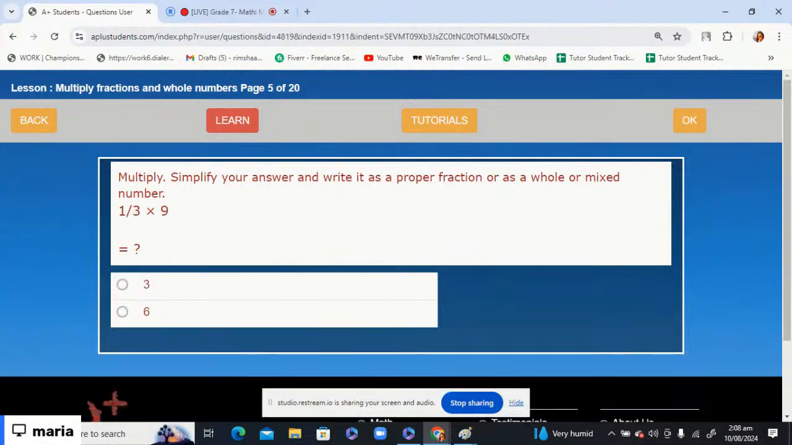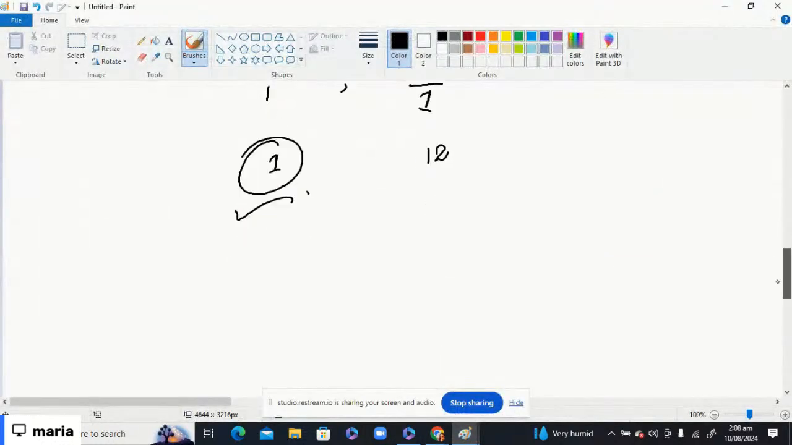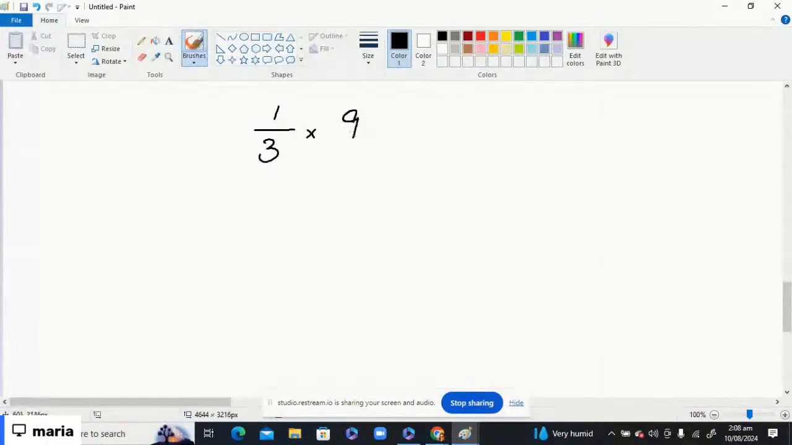Now this is something different. Here the numerator and denominators are different. Now let's solve it. This is 1 by 3 times 9. First of all, just multiply 9 with the numerator. So 9 times 1 is 9 over 3. 3 times 1 is 3. 3 times 3 is 9. So here we get the answer 3.